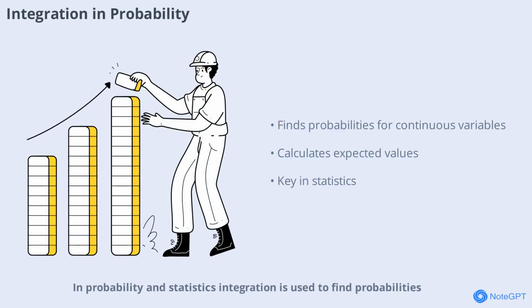In probability and statistics, integration is used to find probabilities and expected values for continuous random variables. By integrating a probability density function over a certain interval, you can determine the likelihood of different outcomes. This application is essential for analyzing data and making predictions in fields ranging from science to finance.